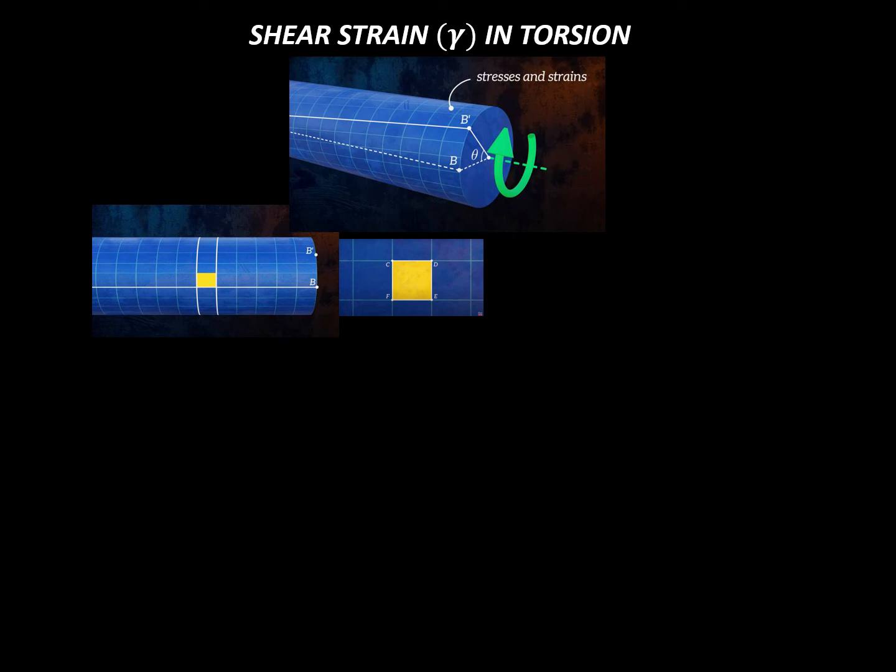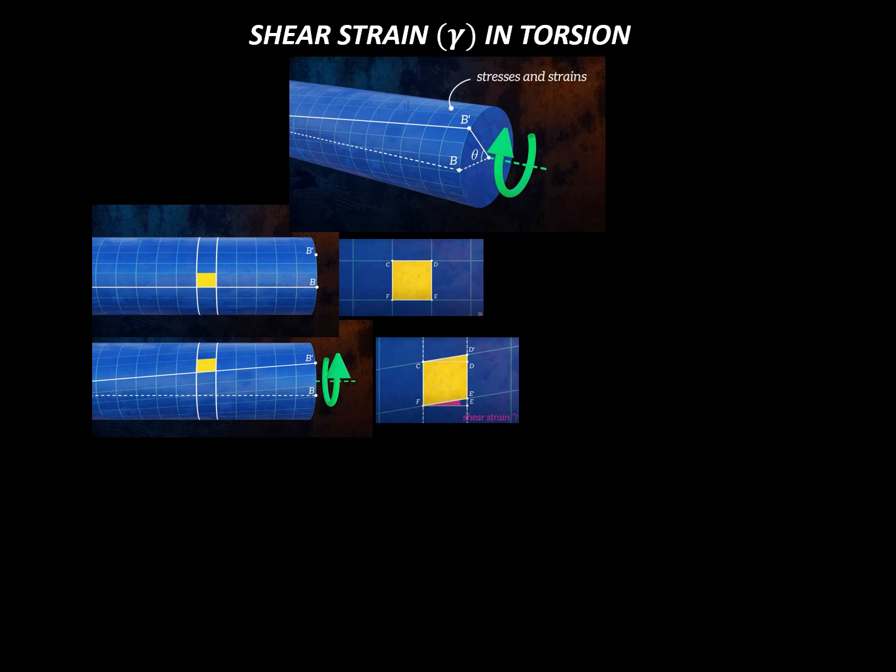Once we rotate this, we see that those corners are no longer composed of right angles. So there's been a rotation of those circumferential lines, but there was no movement along the long axis of the rod, whereas the longitudinal lines both rotated and elongated. So the new angle that's formed between E, F, and E prime is the shear strain. So that's the shear strain.